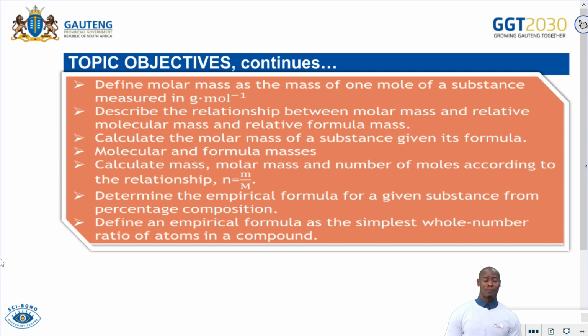Calculate the mass, the molar mass, and the number of moles according to the relationship using the equation n equals m over M, where m is the mass of a substance in grams, and capital M is the molar mass in grams per mole. Determine the empirical formula for a given substance from percentage composition. Define empirical formula.